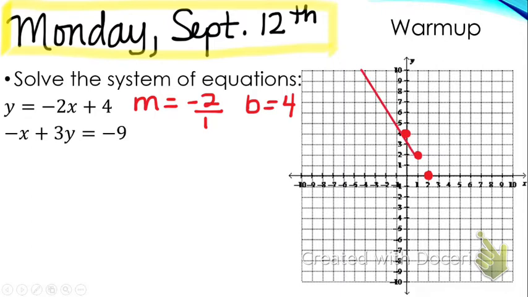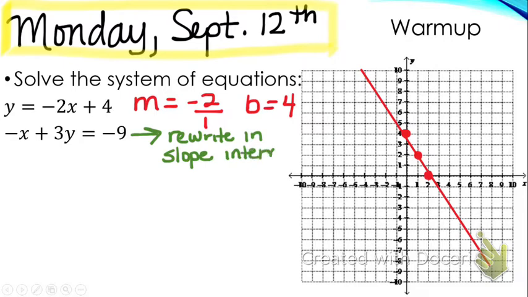Now, as for me, on this iPad, it's a little hard to get a perfect straight line. But if you have a straight edge, you want to try to use it. And that takes care of the first equation. But the second equation, this is not ready. Now, we could graph it using the x and y intercepts, but I want you to practice rewriting it in slope-intercept form. So rewrite in slope-intercept, which means you're going to solve it for y.